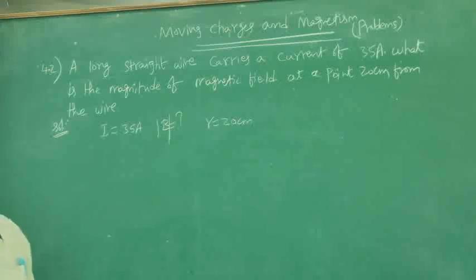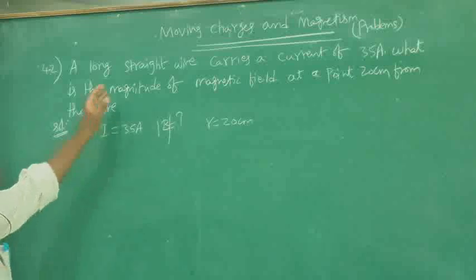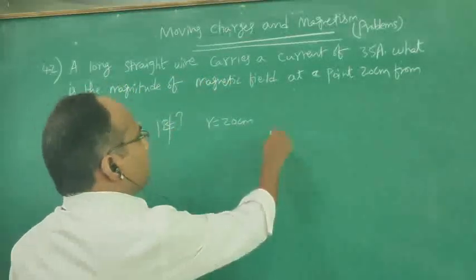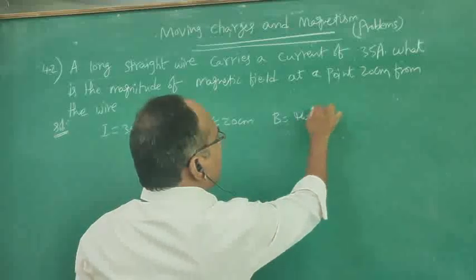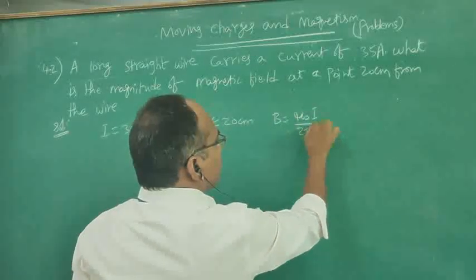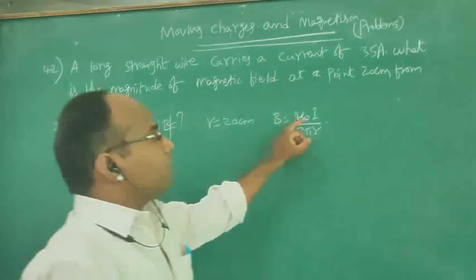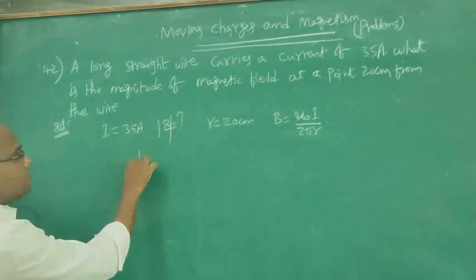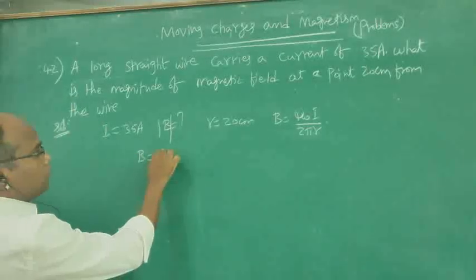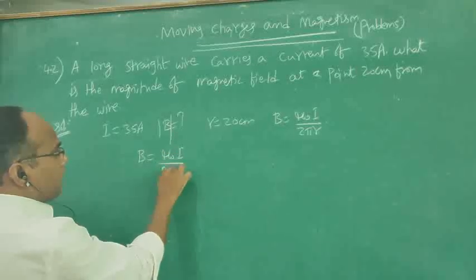While studying the topics, only then can you understand the formulas. So, a long straight wire. What is the formula for this straight wire that we have studied here? B is equal to mu naught I divided by 2 pi r. This is the formula.